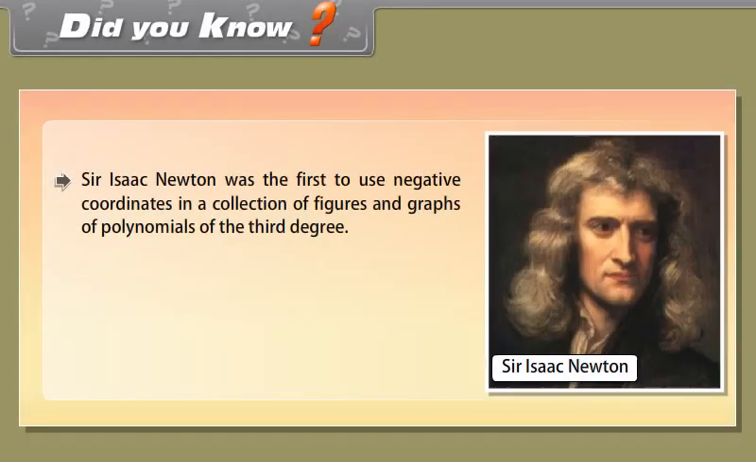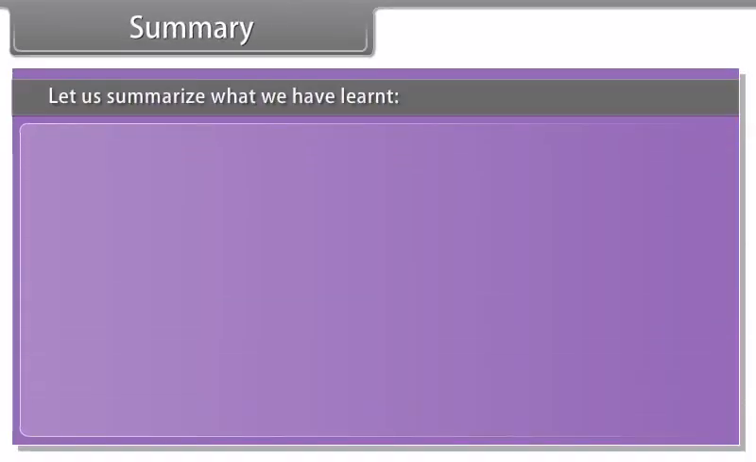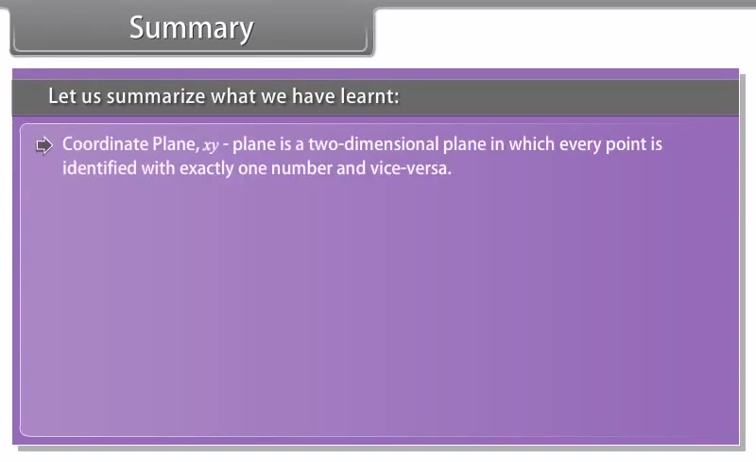Did you know? Sir Isaac Newton was the first to use negative coordinates in a collection of figures and graphs of polynomials of the third degree. Coordinate geometry was also called as analytical geometry in classical mathematics. That is, the study of geometry using a coordinate system and the principles of algebra and analysis.